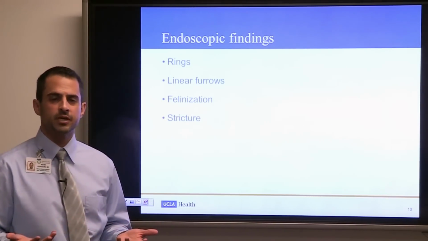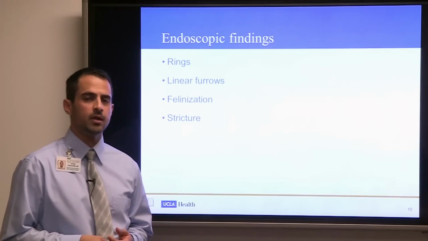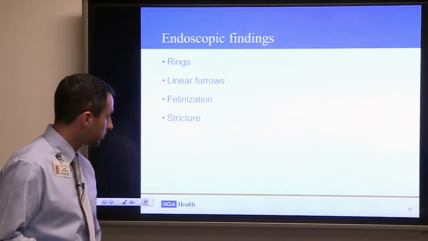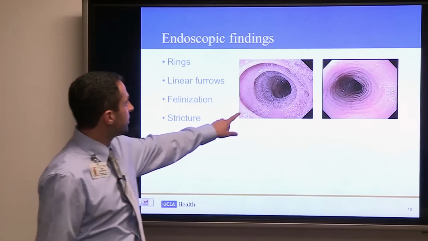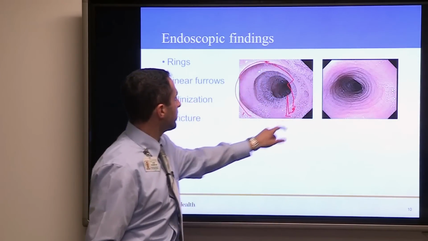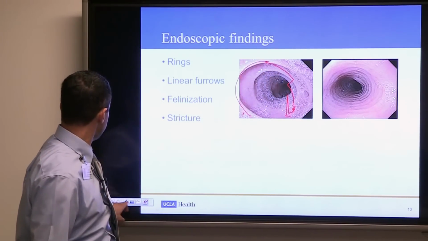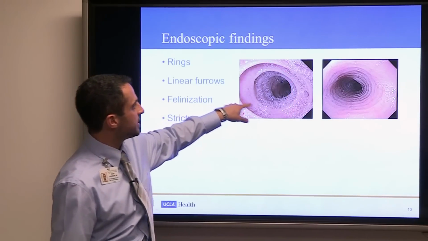So I want to show you some pictures of what we might see as gastroenterologists when we do the endoscopy. The most common finding are what we call concentric rings. And so this is a very marked example where you see these rings that occur all the way around. Well, I can't really draw very well on here. But here's a very strong example.